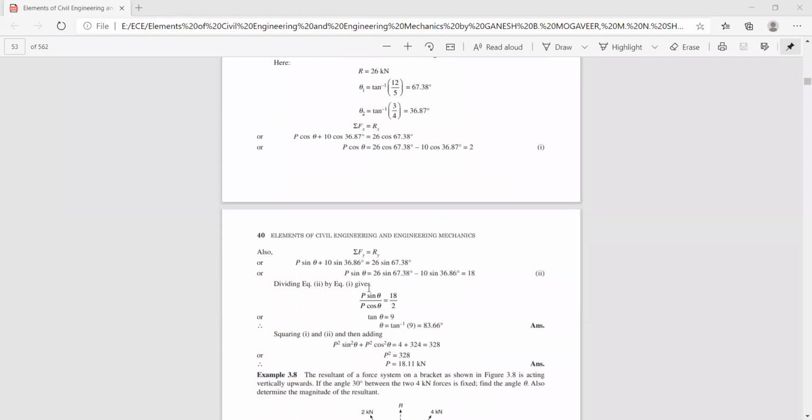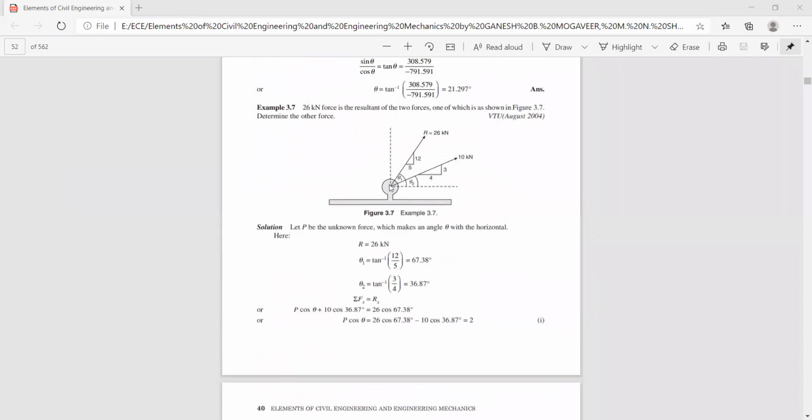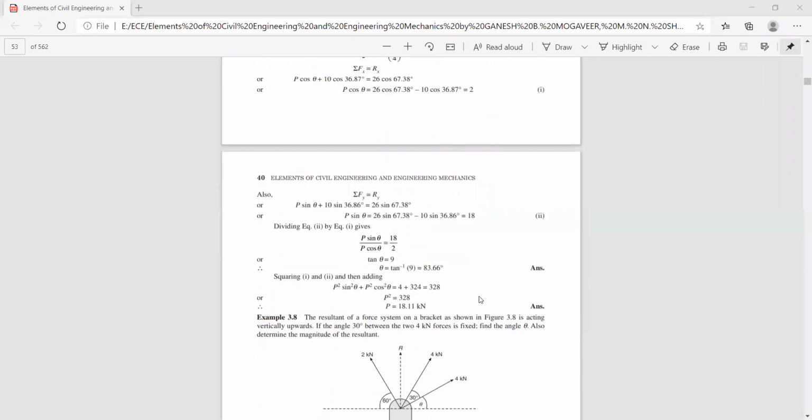So dividing the equation 1 and 2, P sin theta by P cos theta, P goes off. So 18 by 2, so tan theta is equal to 9. So theta works out to be 83.66. So here it means the force P is acting somewhere here, nearing to the vertical axis, because the angle being about 83.66. And now, squaring the equations 1 and 2, or else you take any one equation, that is P sin theta, you can substitute the value of theta, thereby you'll get the value of P.